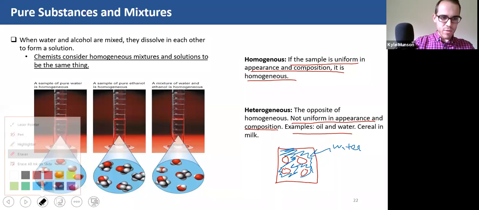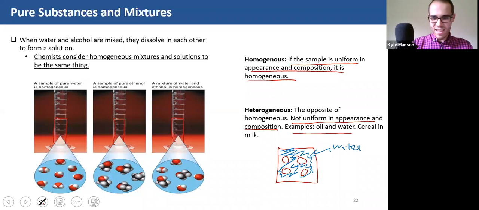All right. Well, it's not letting me erase. You're going to have to trust that's an A. And this is, let's say, oil. Oh, it just erased. Okay.